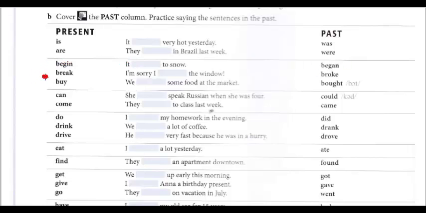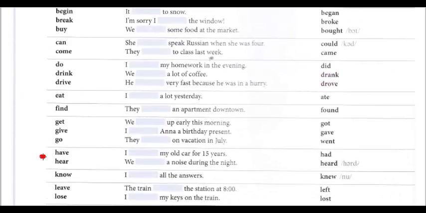Then we have begin, break and buy. And the simple past began, broke, and bought, okay? Then we have can and come in the present, and on the past we have could and came, okay? We have do, we have drink, and we have drive. Quando eles vão para o simple past, they become did, drank, and drove, okay? Moving on, here we have eat. Okay, eat. And on the past, ate. Tá ok? Ate. Lembro até em português sem um acento, né? Find. And the simple past, found. Okay? Then we have get, give, and go. And the simple past, got, gave, and went.